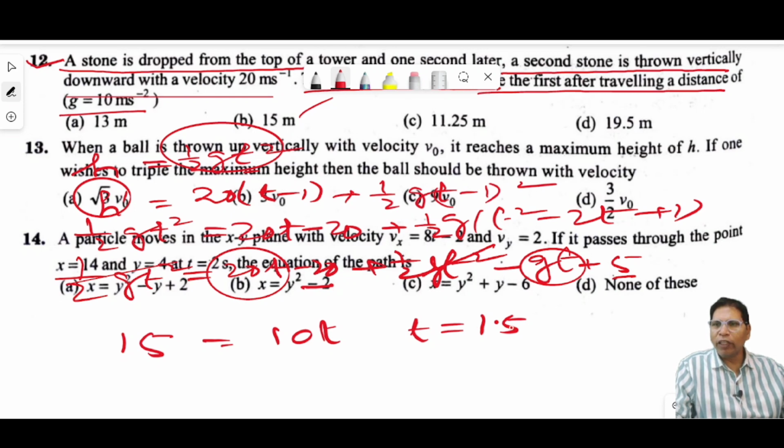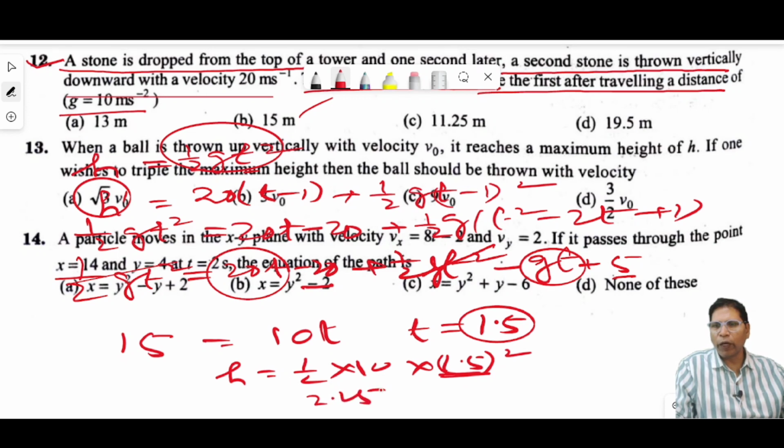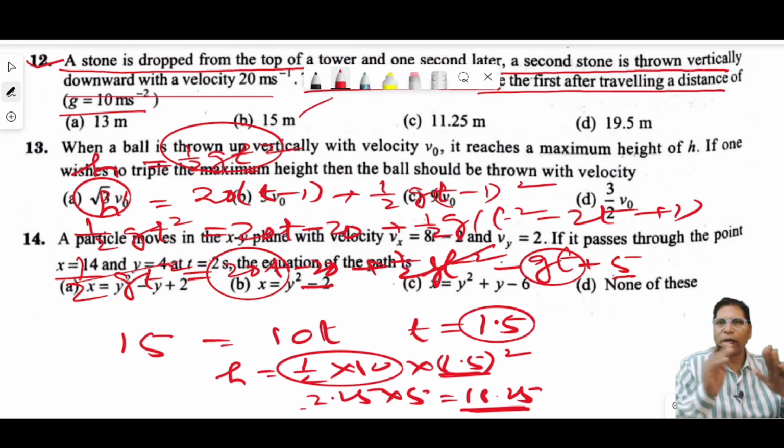Okay. Now the distance traveled by the first stone in 1.5 seconds: h equals half into g, which is 10, and t is 1.5 whole square. 1.5 squared is 2.25, and half into 10 is 5, so 11.25 is the distance traveled by the first stone. So option C is correct.